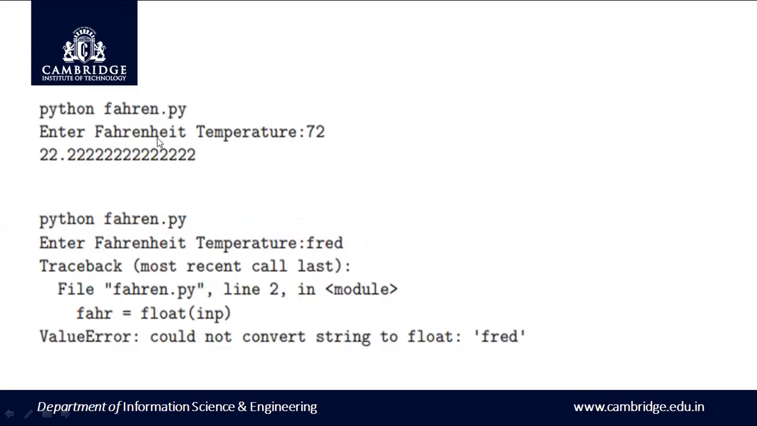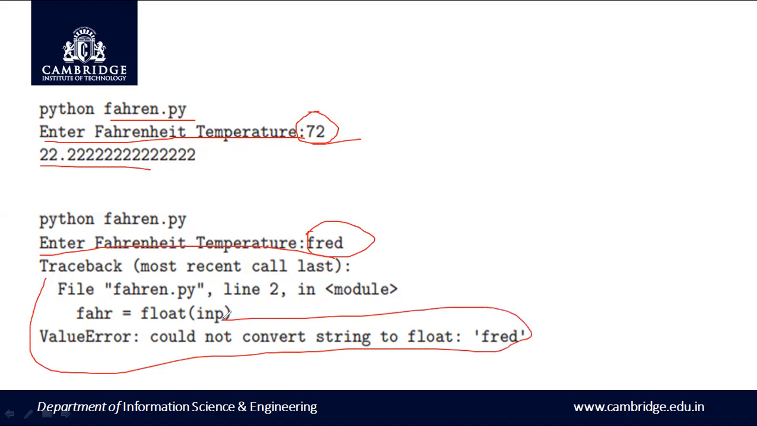Here you can see the normal execution. When we execute this program called faren.py, the program asks the user to enter the Fahrenheit temperature. The user enters 72, so that is normal execution. Because we are supposed to enter either a floating point number or an integer, we get these degrees. But if the user enters Fred instead of a number, then he gets this particular error: could not convert string to float: Fred. Which you cannot understand easily, and which is a little bit confusing.